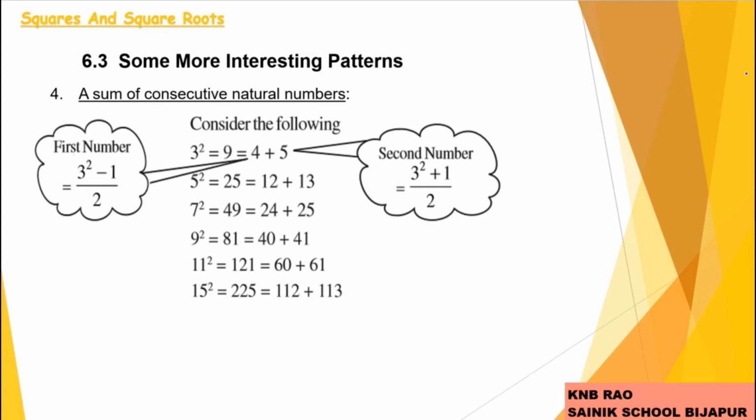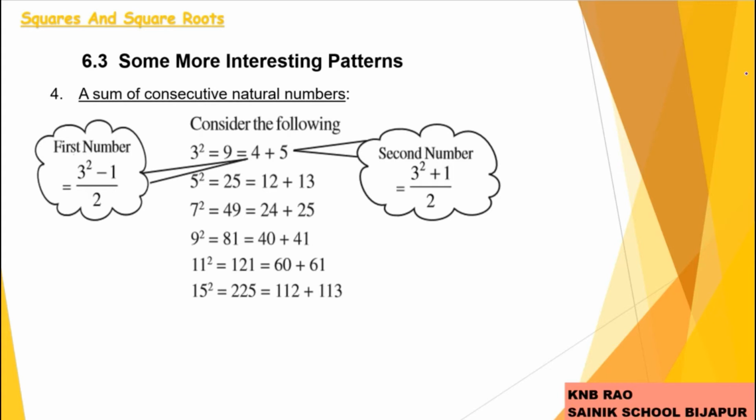Observe the pattern, observe the things. First, 3 square is 9. 9 is the sum of 4 and 5. 5 square is 25. 25 is the sum of 12 and 13.